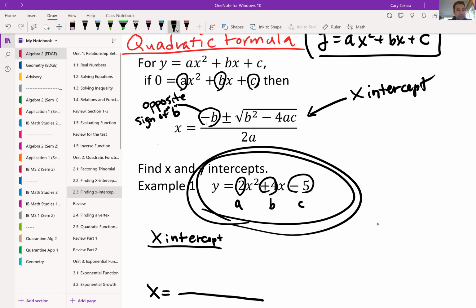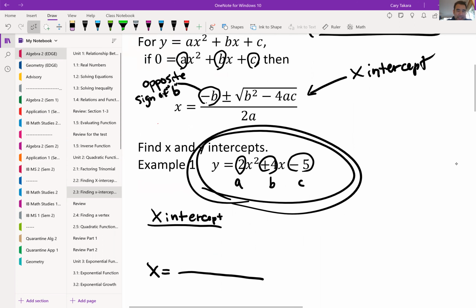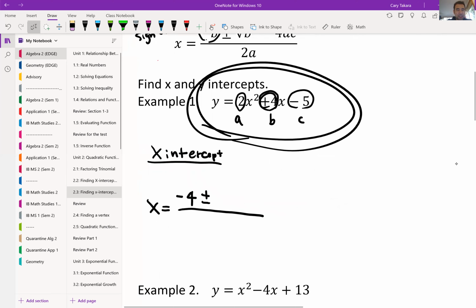That's what negative means, okay? It's not always going to be negative. So since B is a positive 4, what's the opposite of positive 4? Well, it's going to be negative 4. If B is a negative 4, then it will be positive 4. Does that make sense? So it will be negative 4 and plus minus. I will explain what that means, but let's just put it down.